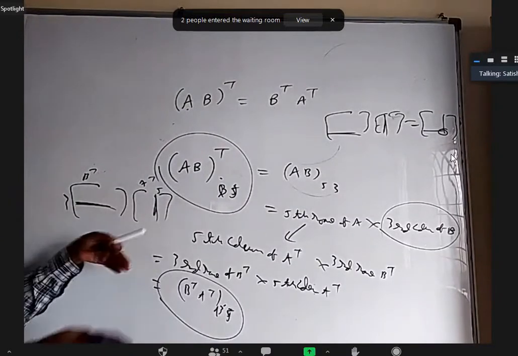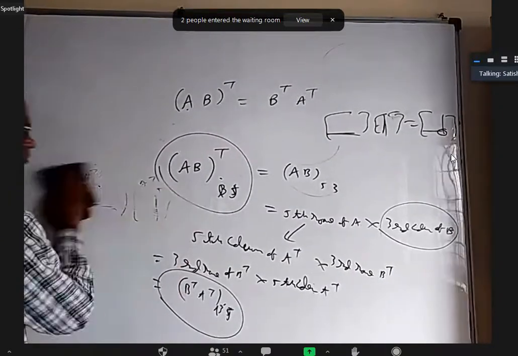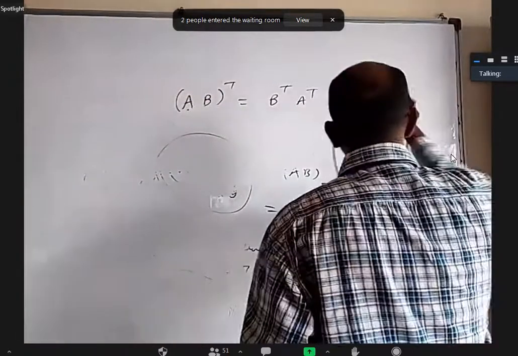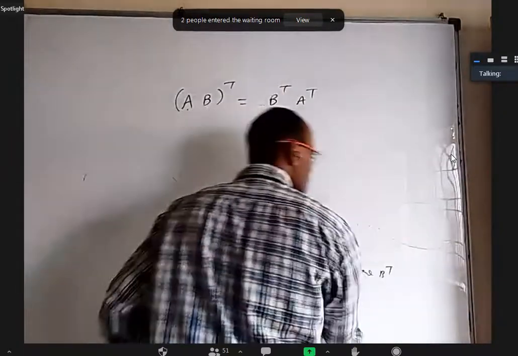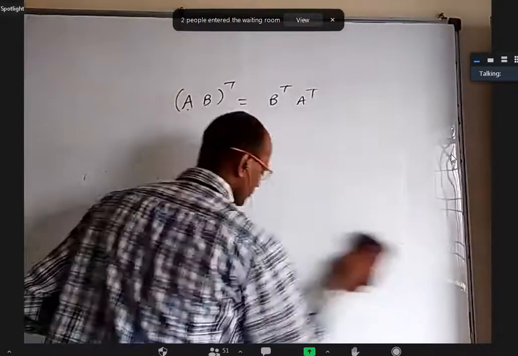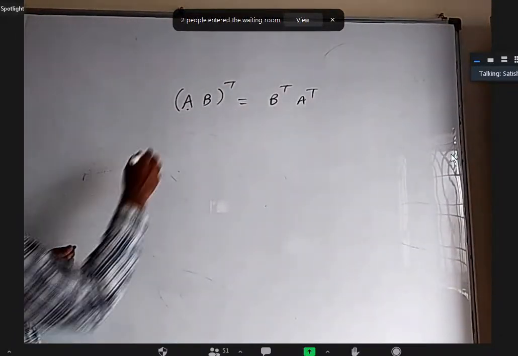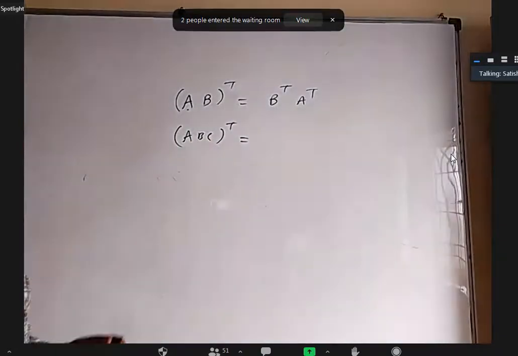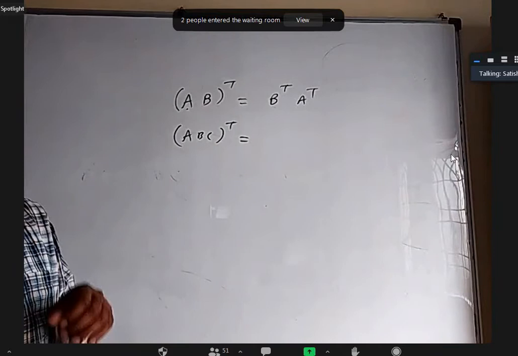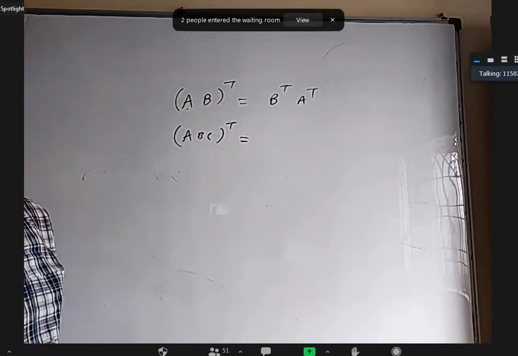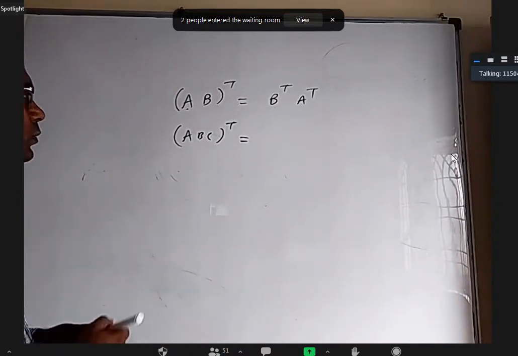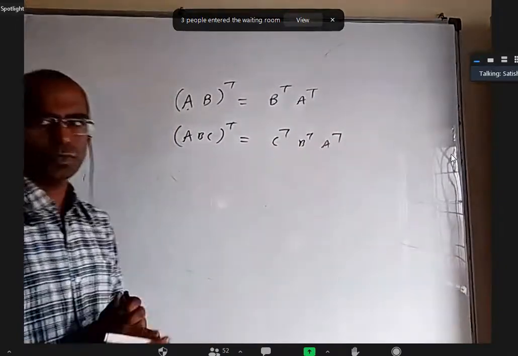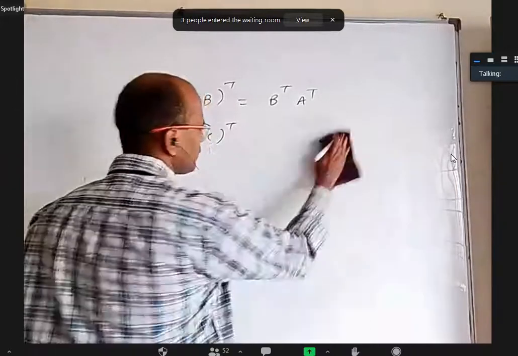So I gave some explanation. We'll also try to write it in a proper way. Let us say I give (ABC) whole transpose. Anybody want to guess what is going to come? Answer? C transpose, B transpose, and A transpose. If you want to prove it, okay.